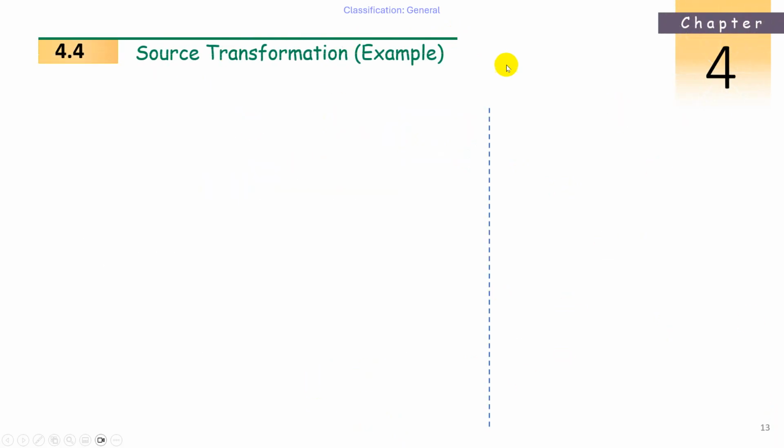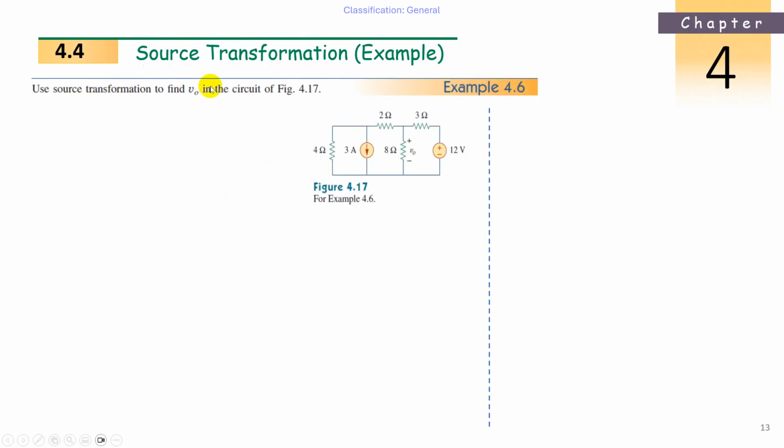Now take the problem. Use the source transformation to find V0. Where is the V0 here? Use the source transformation to find V0 in the circuit given. So, before that, what is the definition of source transformation? Any voltage source in series with a resistance can be converted to a current source in parallel with a resistance, or the reverse. Any current source in parallel with a resistance can be converted to a voltage source in series with a resistance.